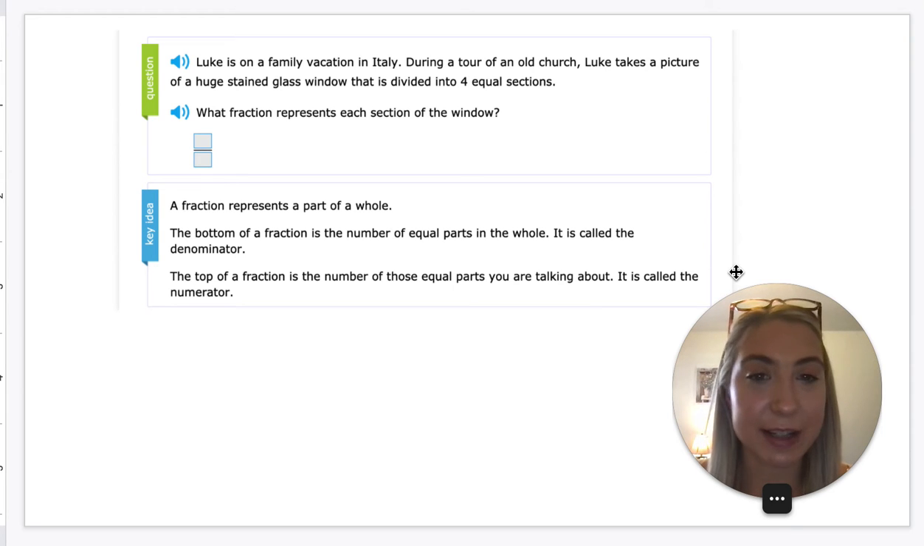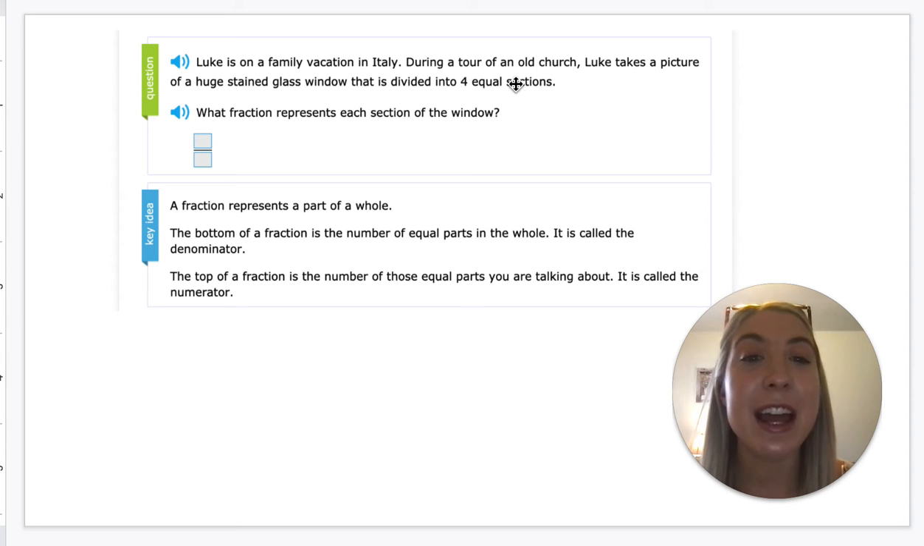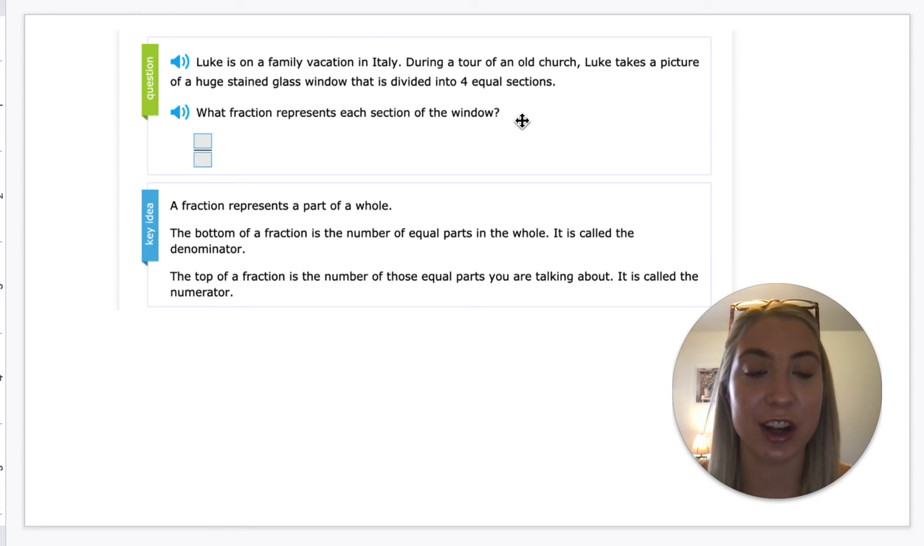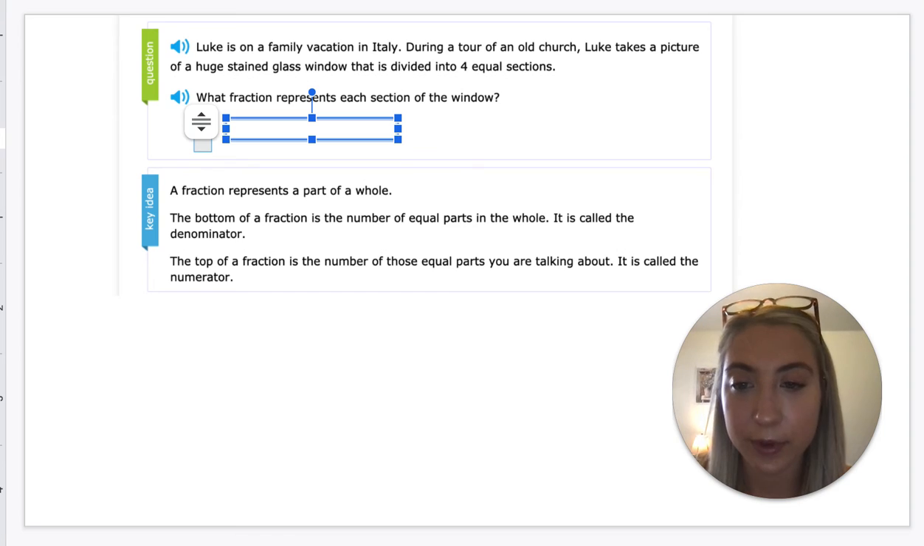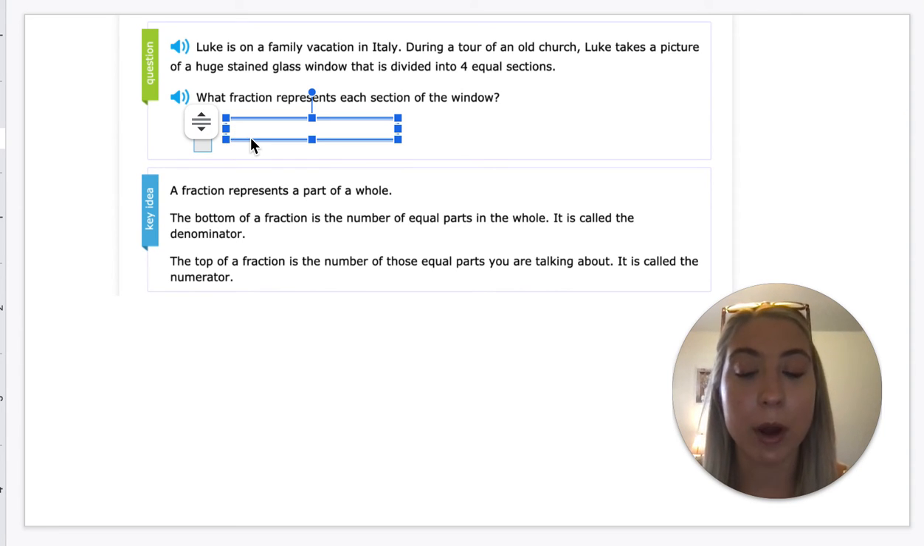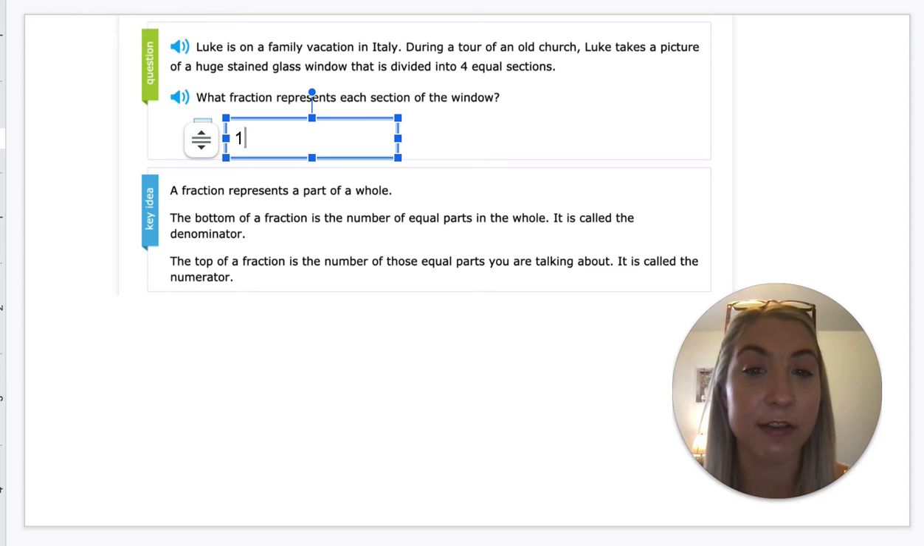So if we're reading this problem right here, it says, Luke is on a family vacation in Italy. During a tour of an old church, Luke takes a picture of a huge stained glass window that is divided into 4 equal sections. What fraction represents each section of the window? So the first part is, our top number is how many parts are we talking about? We're talking about one section of the window. So our top number would be 1 because we're representing one part of the window.